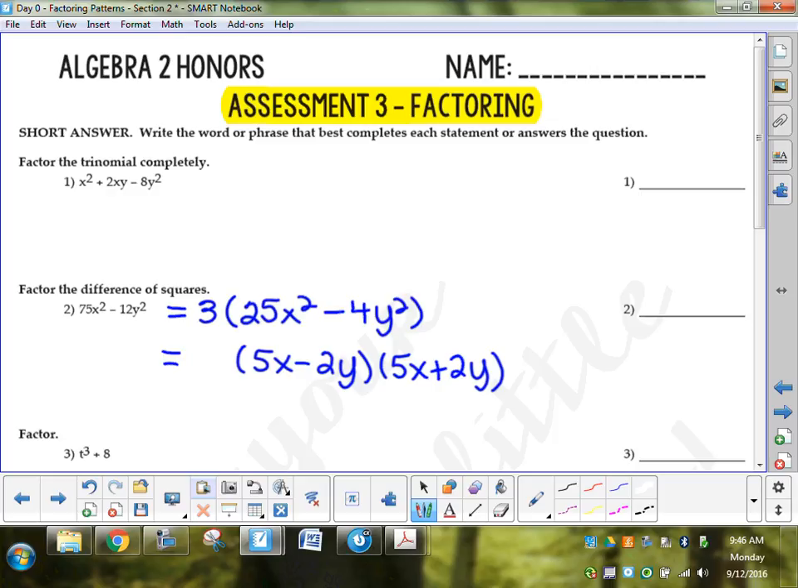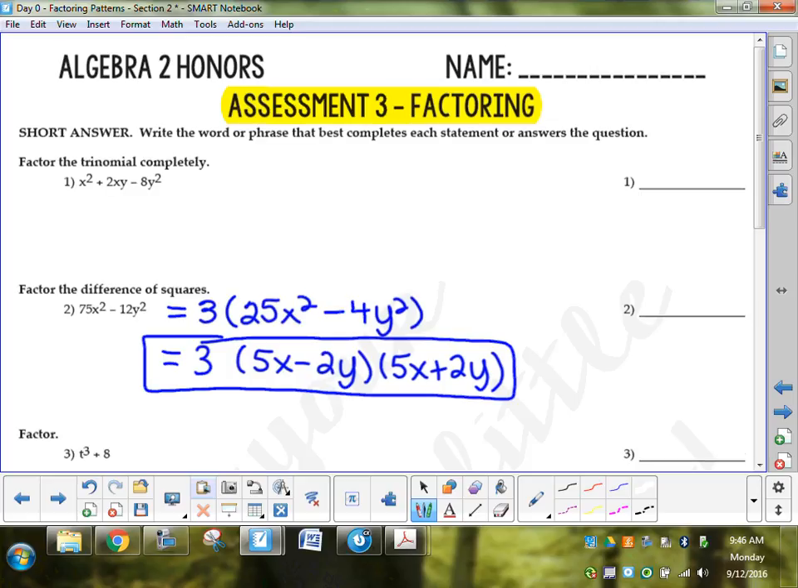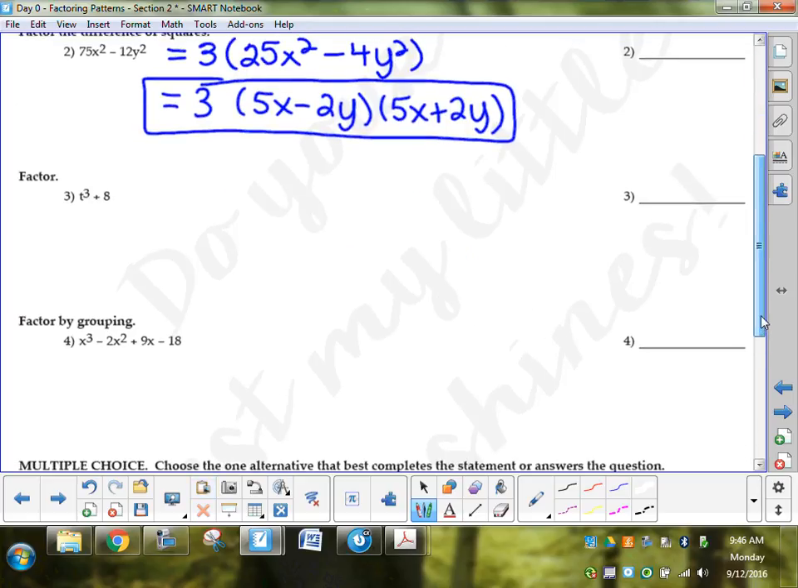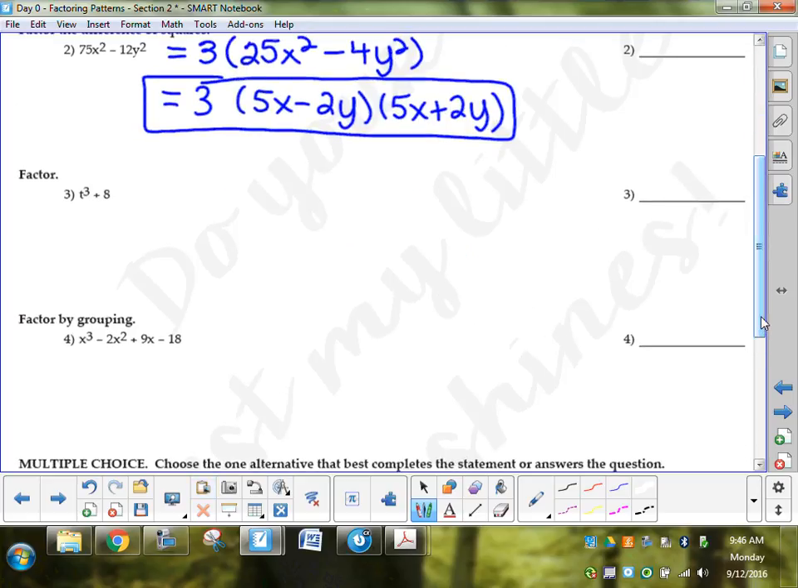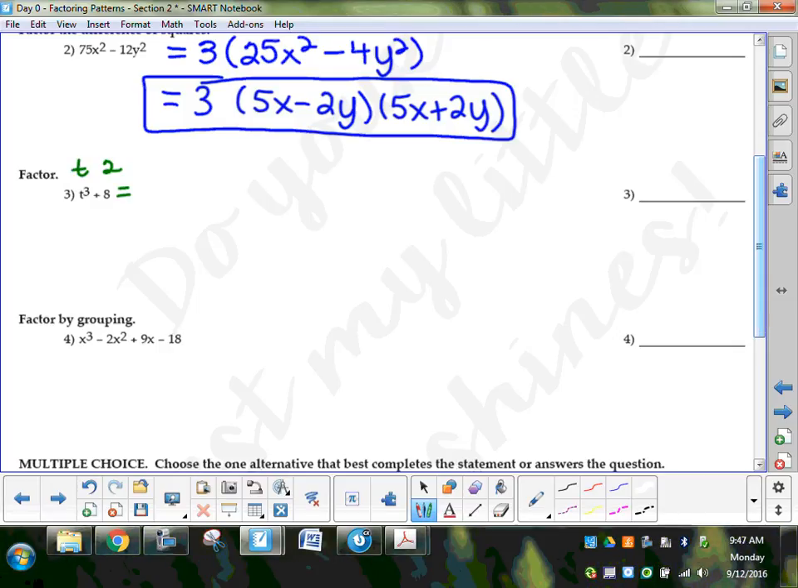We have to make sure we give the 3 in front, but that's how we would go through and do it. This right here is your final. What about for, let's say, question 3? That's going to be a sum of perfect cubes. So again, I list out a t up here and a 2 here. I'm going to have a binomial and a trinomial factor. What are the signs going to be?